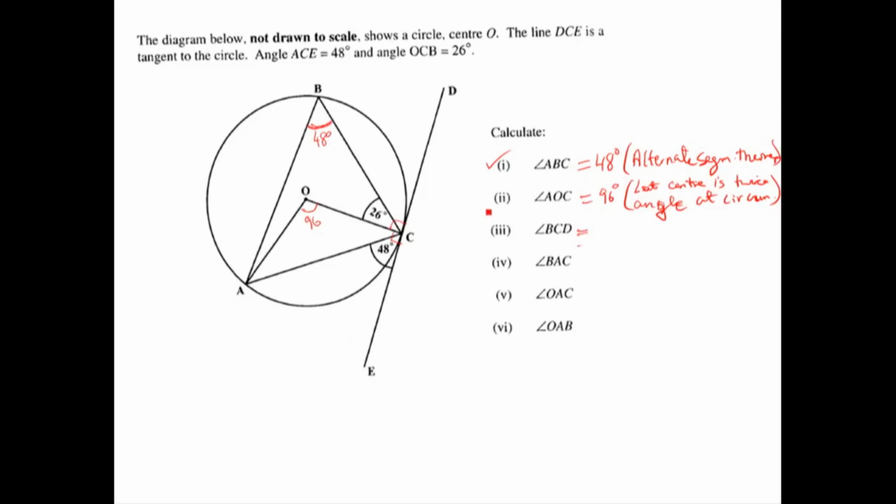Angle BCD. So we're going to find this angle here, angle BCD, from B to C to D. We already established that this angle from the radius right down to the tangent is 90 degrees, because the total angle between a radius and a tangent is 90 degrees.